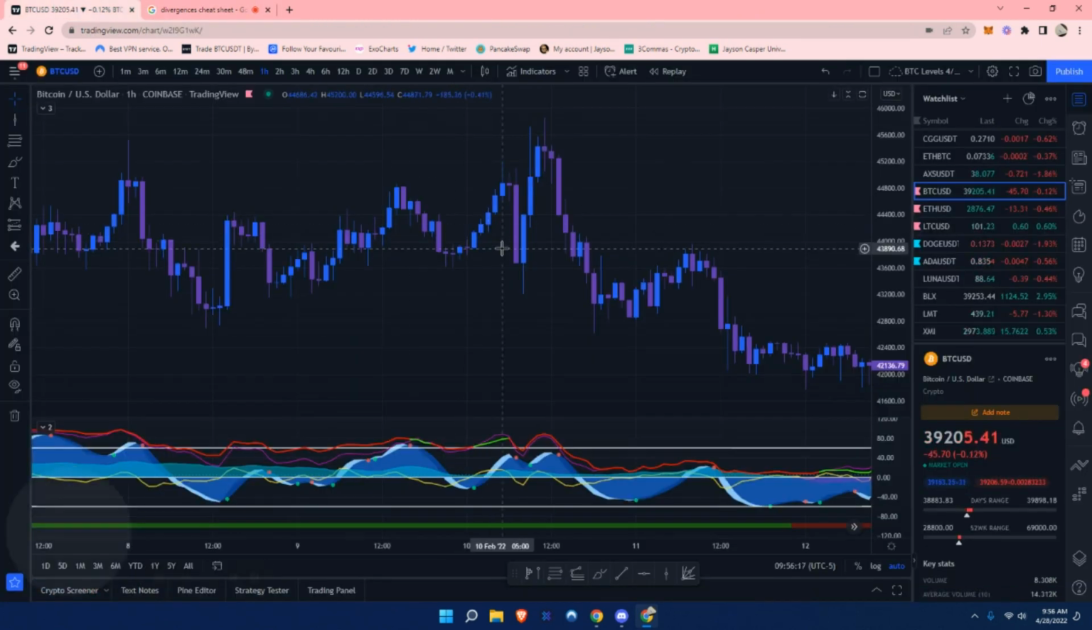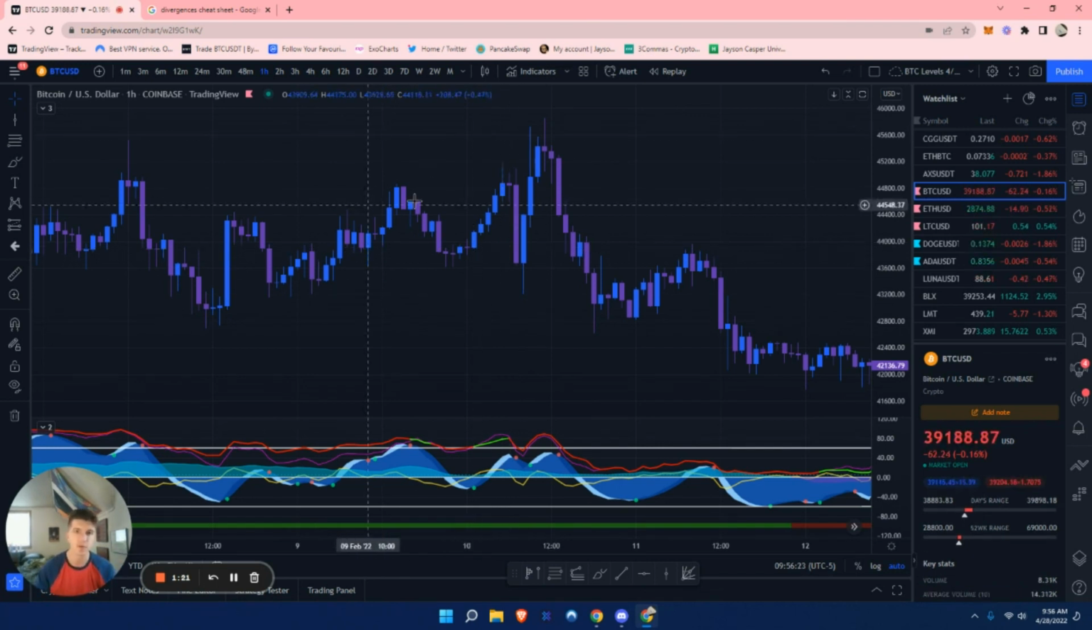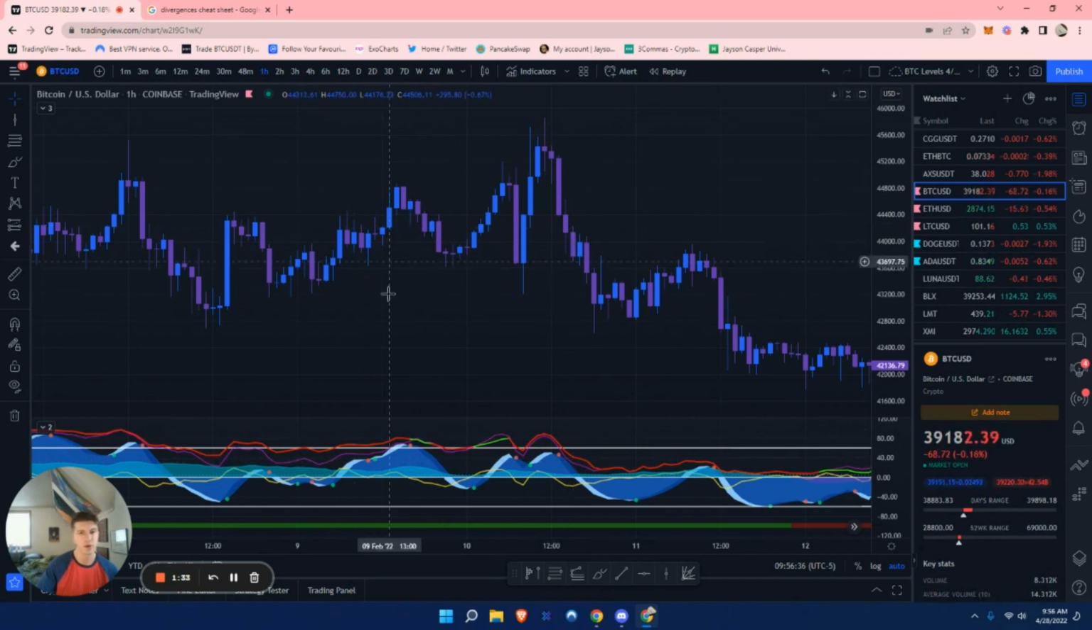And so typically a divergence is a difference between what the price is doing, so price up here, I like to use blue and purple candles compared to the standard green and red candles, and then down here we have our oscillator, Market Cipher B. And so price will do something different between the two.